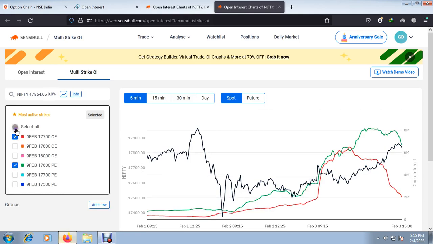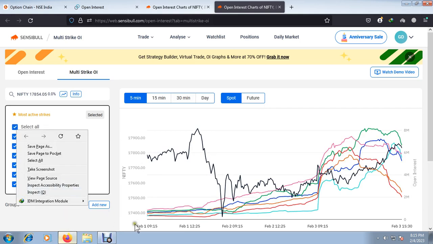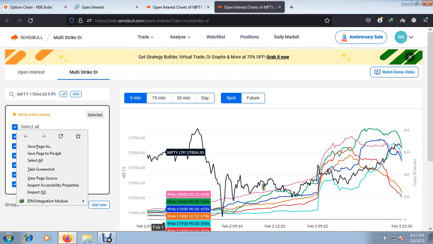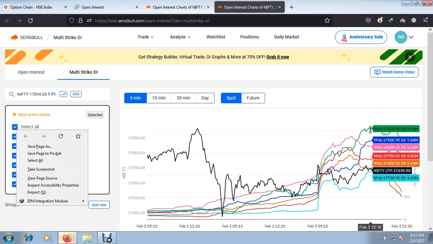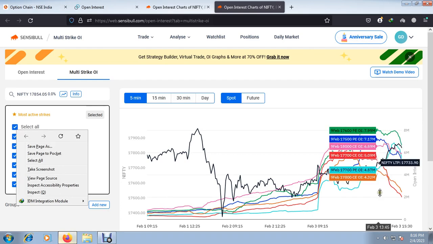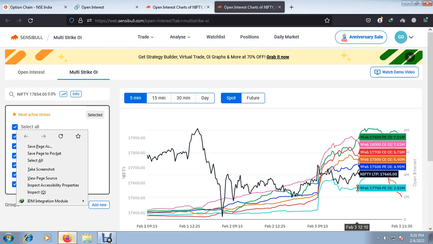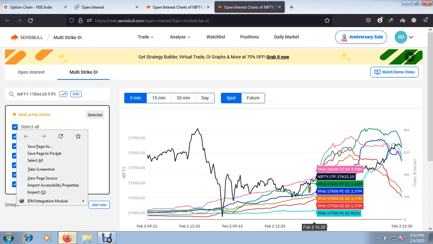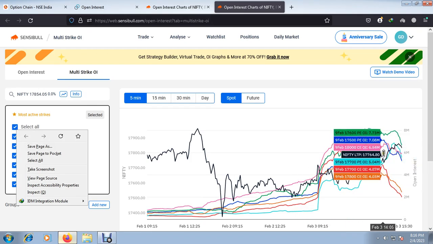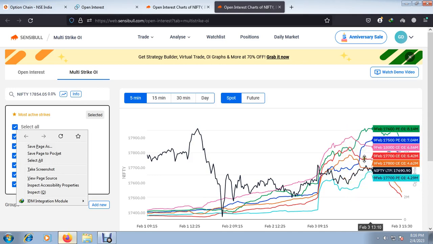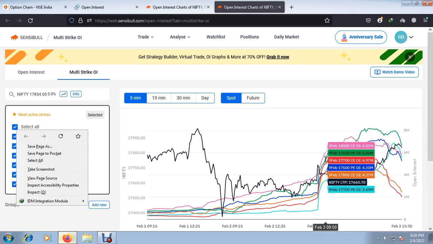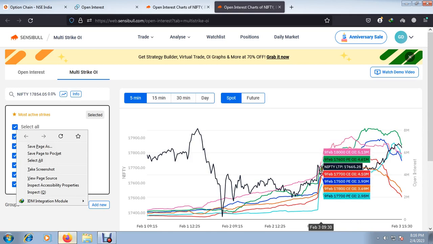So here we will see. For 17700, see this one, 17700 PE. This blue line you can see here, it is given as 17700 PE 9 February. From the bottom see how it is going up, and up. And this green one also, that is 17600 PE, it is also going up. This is showing for every 5 minutes.